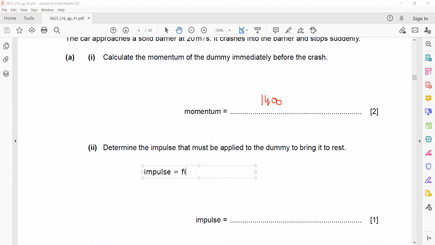The negative sign shows that the object is slowing down or the object has stopped. That's why you will get a negative impulse here, or change in momentum. Is it clear? The impulse is final momentum minus initial momentum.